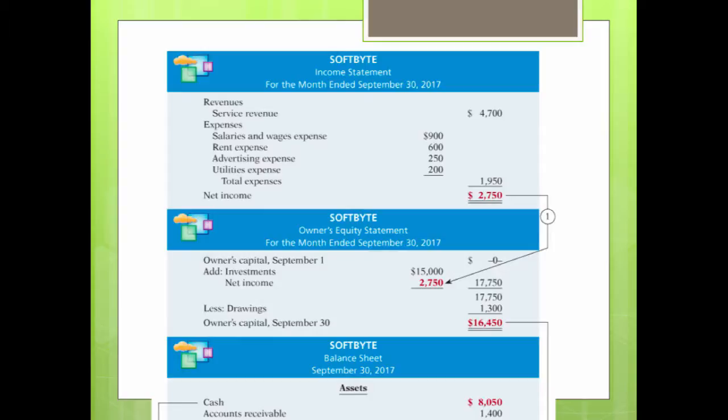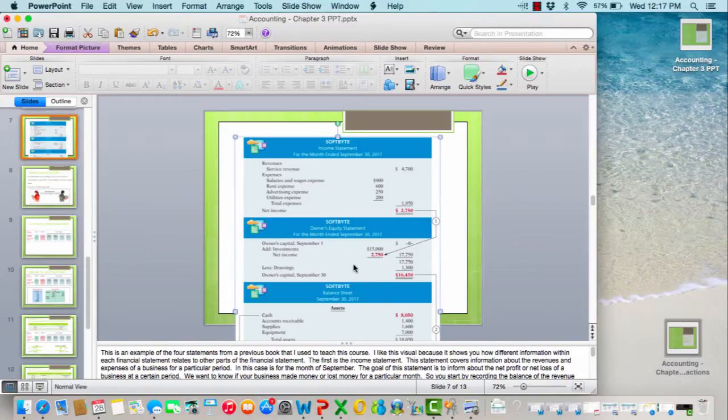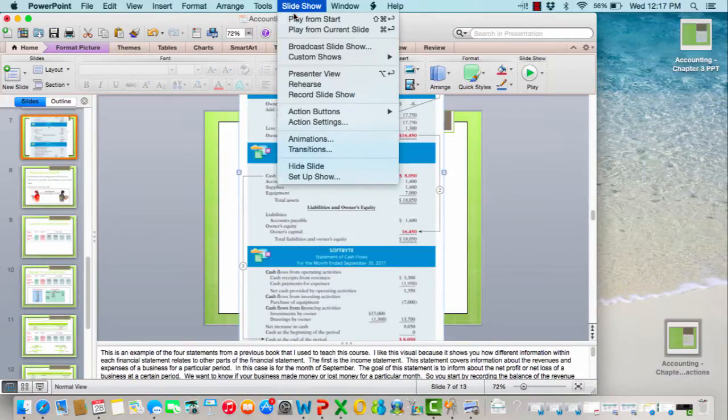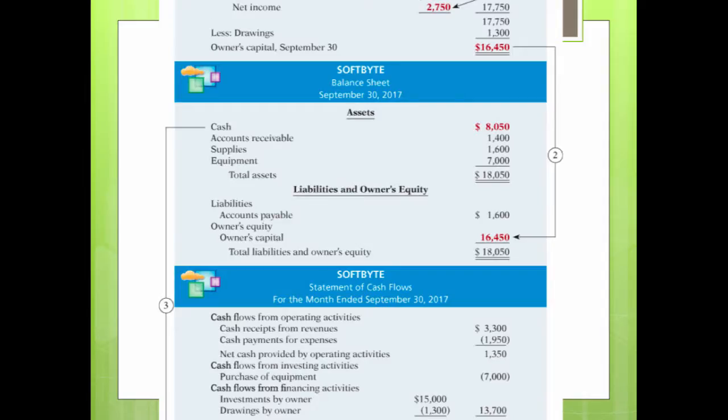Once the owner's equity statement is complete, we can move forward and complete the balance sheet. What I'm going to do is exit out of this PowerPoint in order for me to move this visual a little higher since it's longer than what the slide can fit. So here's the balance sheet.